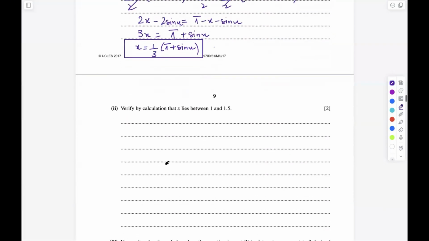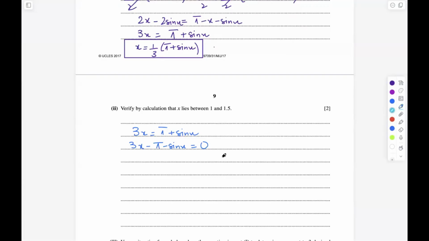In part B, we have to verify by calculation that x lies between 1 and 1.5. Now, a simple way of doing this is we will first bring the right hand side to the left hand side. So we can first multiply 3 by x. This will become 3x is equal to pi plus sine x. And then bringing pi and sine x on the left hand side, we'll get 3x minus pi minus sine x equals 0.